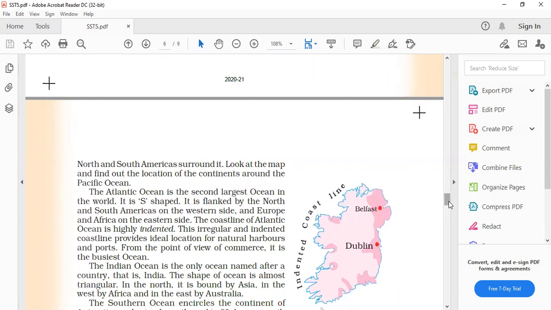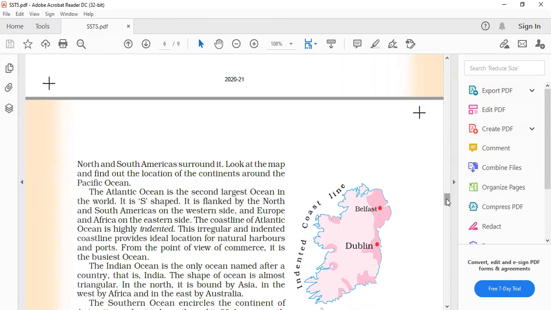See here you can get the shape of different oceans. The second largest ocean is the Atlantic Ocean and it is S shaped. It is flanked by North and South America on the western side and Europe and Africa on the eastern side. The coastline of the Atlantic Ocean is highly indented, and this irregular coastline provides an ideal location for natural harbors and ports. So from the point of view of commerce, it is the busiest ocean.